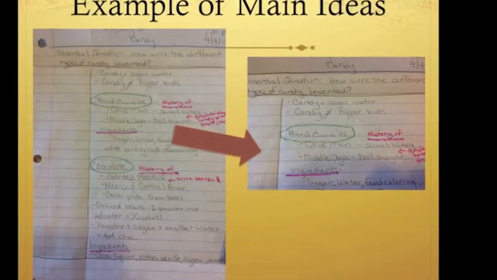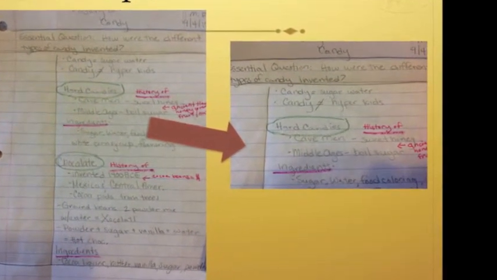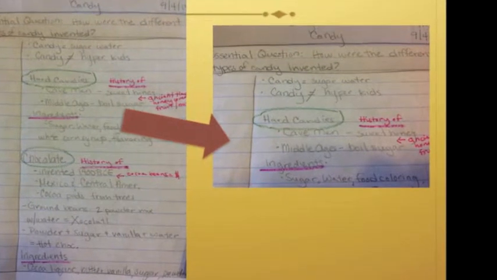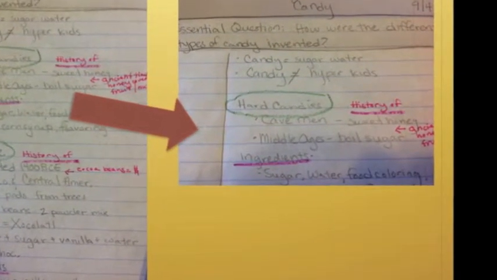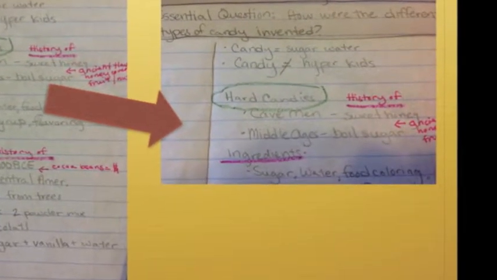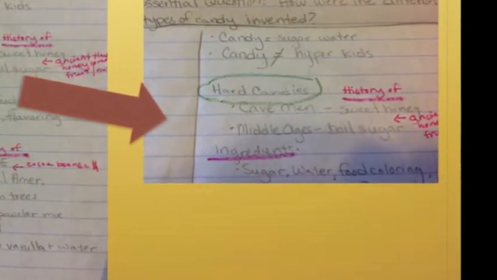Alright, that wasn't so easy, but if you have things like ingredients, or maybe you added in the words history of, those would be main ideas. If you're really unsure about something that you underlined, ask your teacher now.